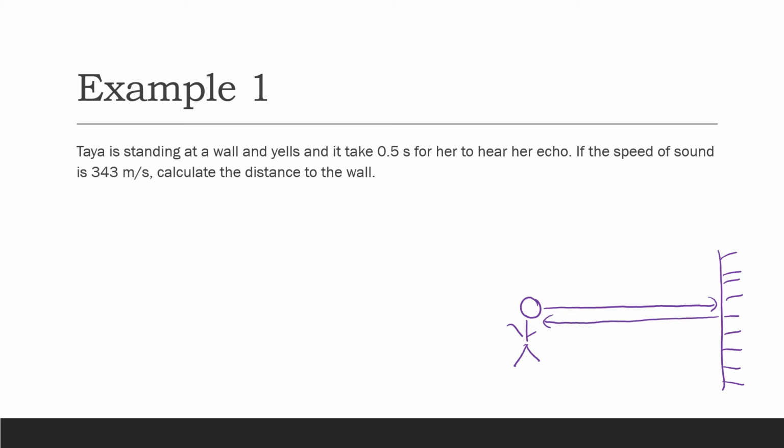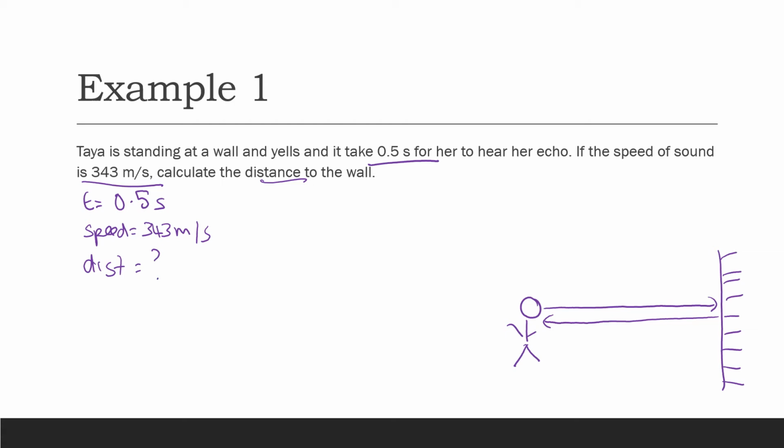So, extracting the information, time is 0.5 of a second. And that means it takes 0.5 of a second to go there and back. Speed is 343 meters per second. So what we don't know is the distance.